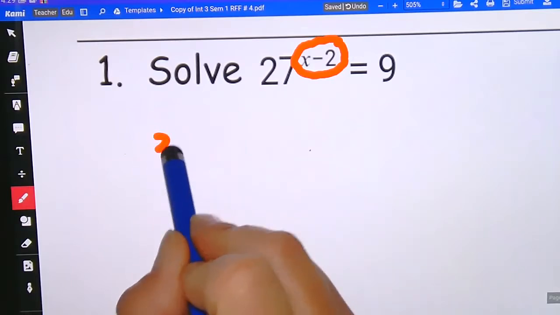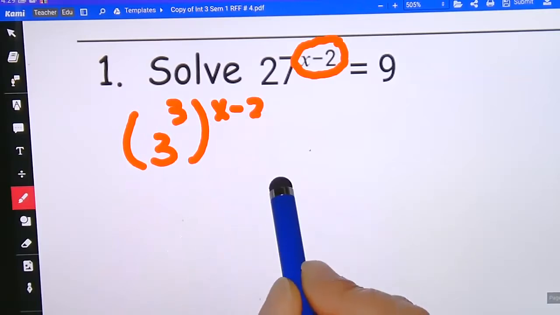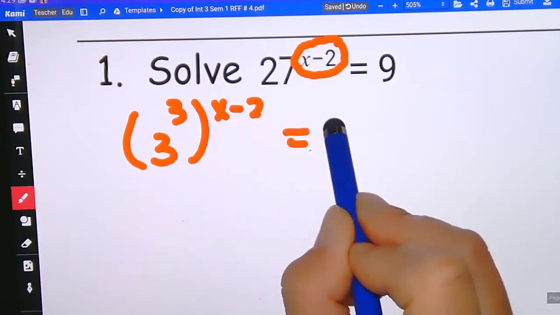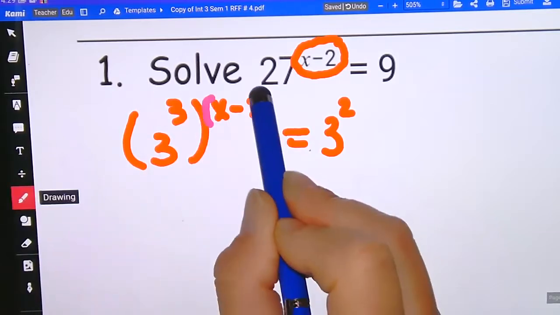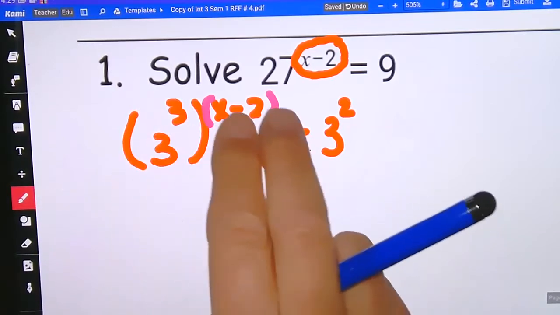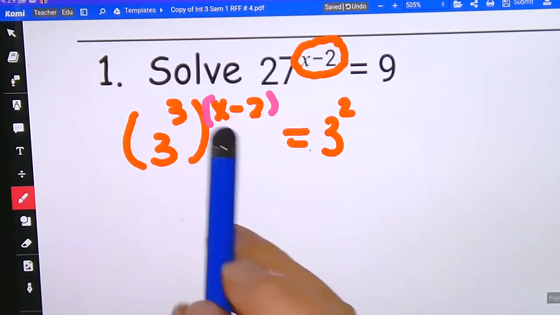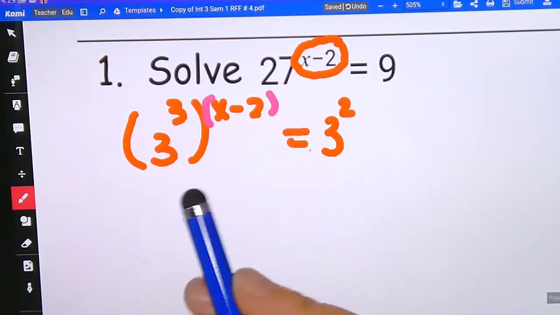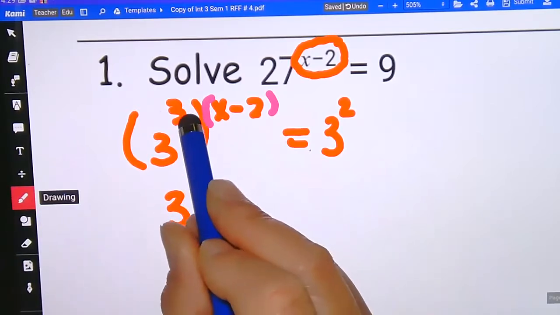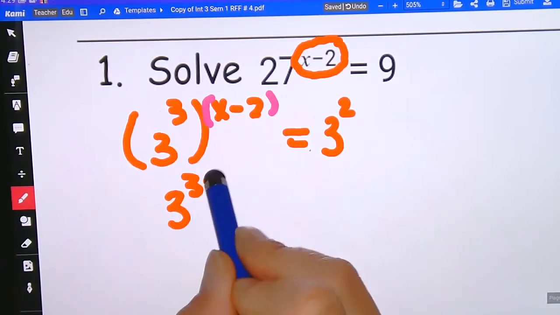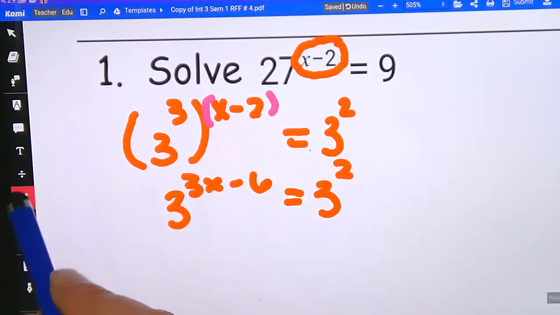So 27 is 3 to the third, and that is being raised to the x minus 2. And then 9 is 3 squared. And for this x minus 2, I'm going to put it in parentheses because this x minus 2 is the exponent raising this whole thing. Now, when I have power to power, I can multiply. So this is going to be 3 to the, and then these can distribute and give me 3x minus 6. And then the other side is 3 to the power 2.